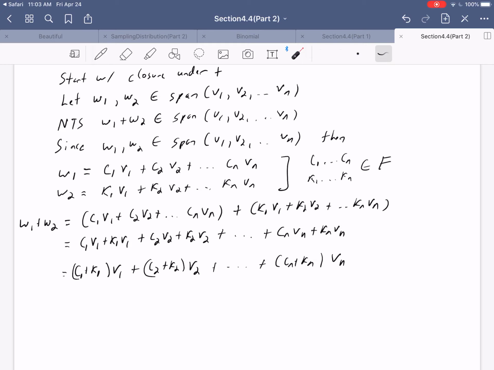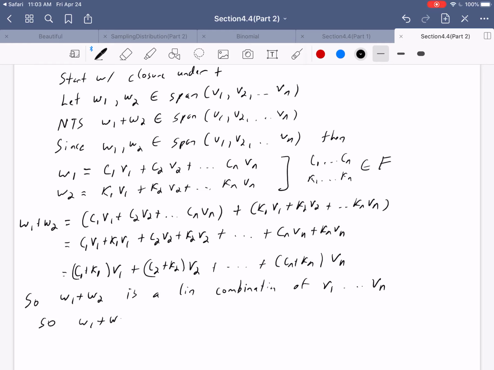Now, that actually is good enough, because if you recognize this, c1 plus k1, c2 plus k2, all the way through cn plus kn, all of those are constants. So this tells us that w1 plus w2 is a linear combination of v1 through vn. So w1 plus w2 is an element of the span of v1, v2 down to vn. Check. So we've gone ahead and shown that this thing is closed under addition.